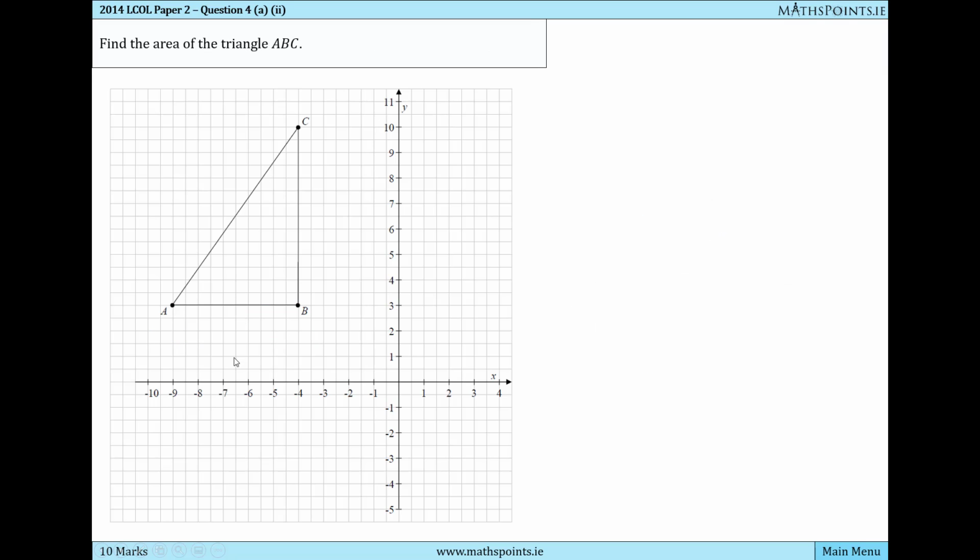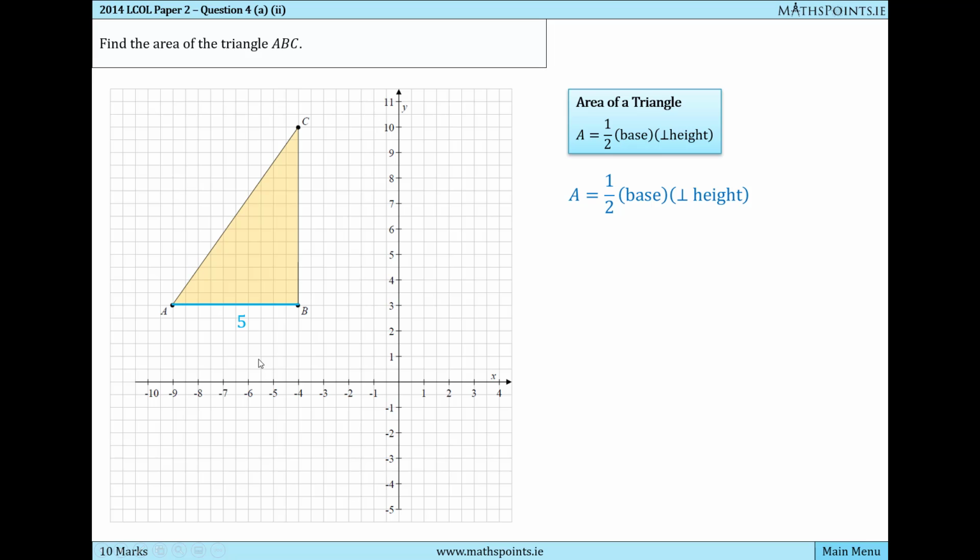Part 2 of the question asks us to find the area of this triangle ABC. There is a coordinate geometry formula for finding the area of a triangle, but because this triangle is right angled, we can just use half the base by the perpendicular height. In our triangle, the base is 5 units as we found in part 1, and the height is the difference between 3 and 10, which is 7 units. Plugging these numbers into the formula, we have that the area is equal to half of 5 by 7, and so the area is equal to 17.5 units squared.